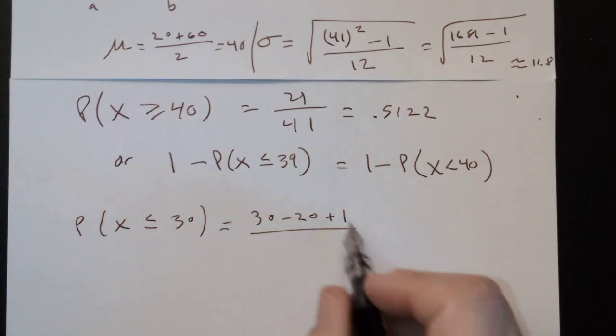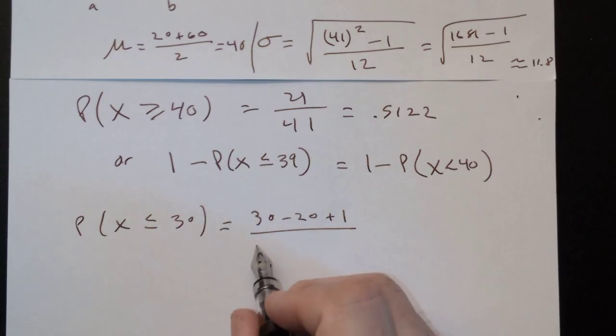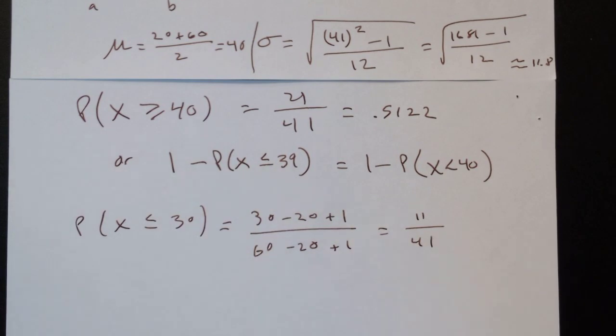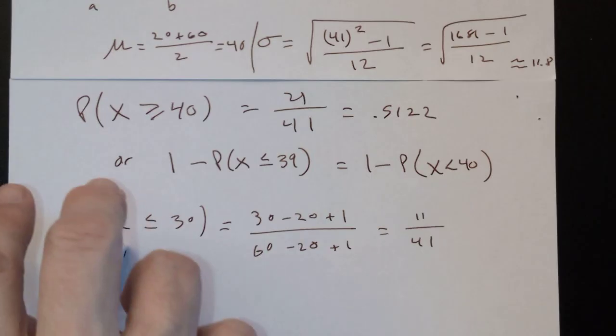Over, then I put, how many options are there total? 60 minus 20 plus 1. That's the formula for the CDF. X minus A plus 1 over B minus A plus 1. I don't have that formula memorized. I don't like memorizing formulas. I like thinking about my number of options. I think better in terms of the options sitting in front of me. But that's me.